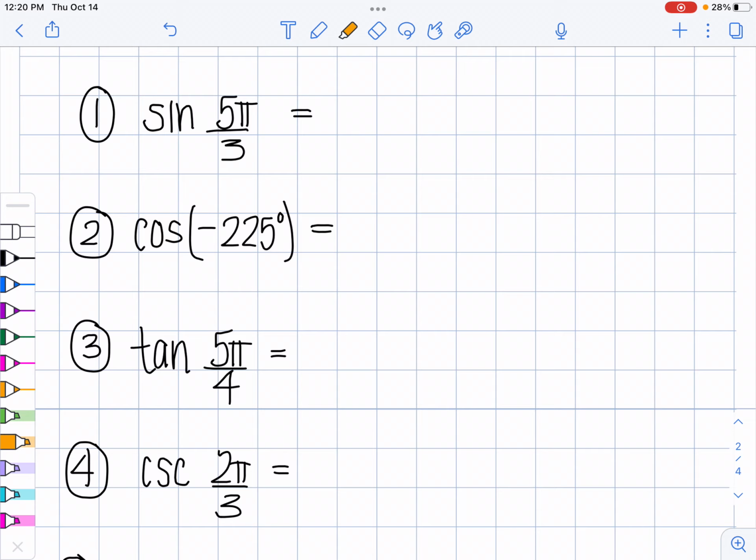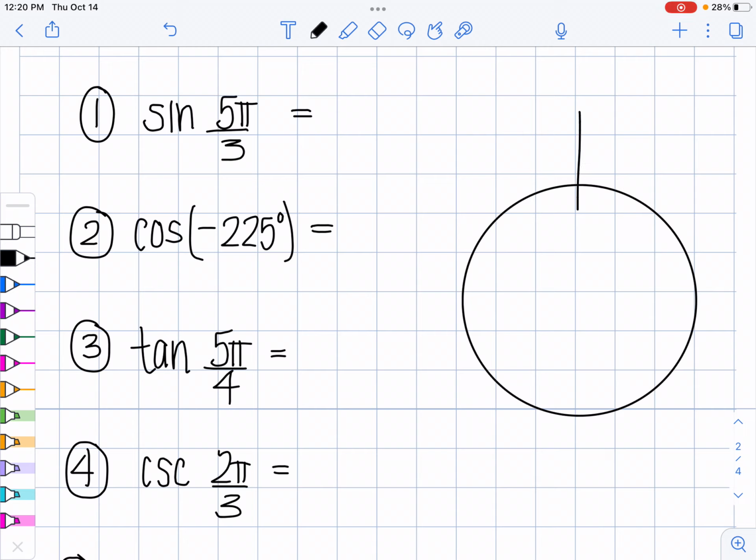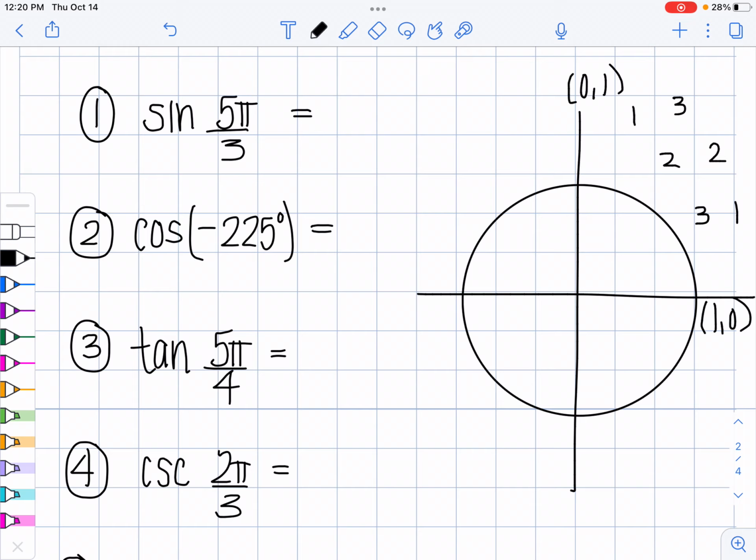All right, so I want sine of 5 pi over 3. I don't have my unit circle drawn, so I'm going to draw my unit circle. Like I said, I don't make this very neat. So this is going to be (1, 0). This is (0, 1), and I count 0, 1, 2, 3, and 0, 1, 2, 3. I don't even do the divided by 2's and the square roots because I know what that means. Okay, so 5 pi over 3.